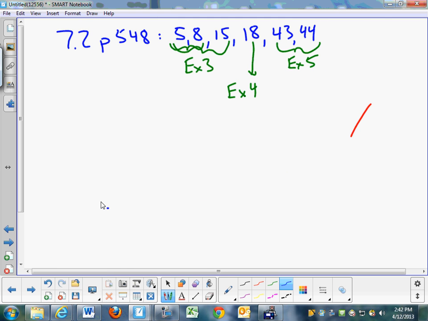All right. So here's what I have for you. 5, 8, and 15 are basically example 3 that we did today. 18 is basically example 4, and then 43 and 44 are example 5. Okay, that should help you out. You can just simply add that to your last assignment if you would like to. If you want to start on a brand new sheet of paper, that's okay.